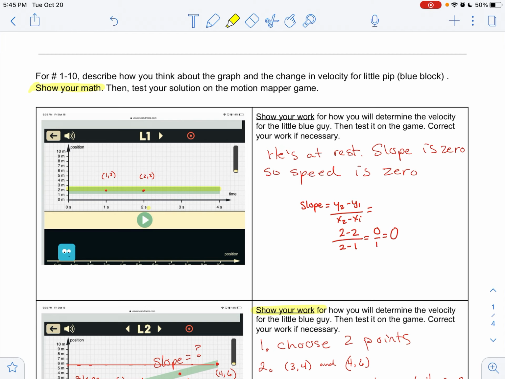And now I can find the slope. y2 minus y1 divided by x2 minus x1. So I add 2 minus 2 over 2 minus 1, or 0 over 1, which is 0. And we know from our physics that this horizontal line on a position-time graph tells us there's no motion. He's at rest. This little blue guy Pip is at rest, 0 meters per second.